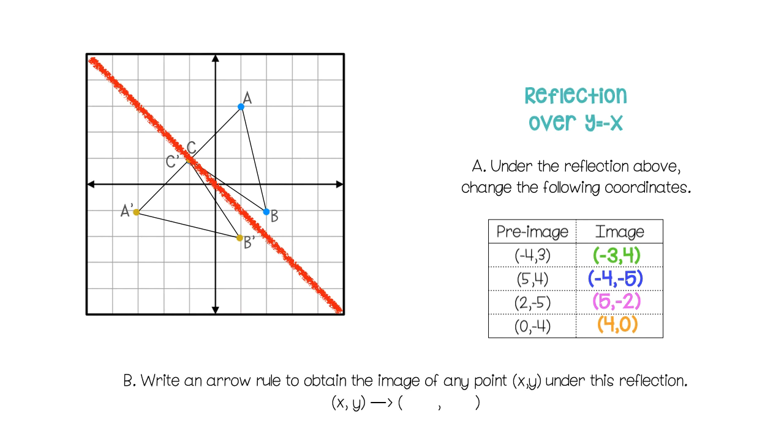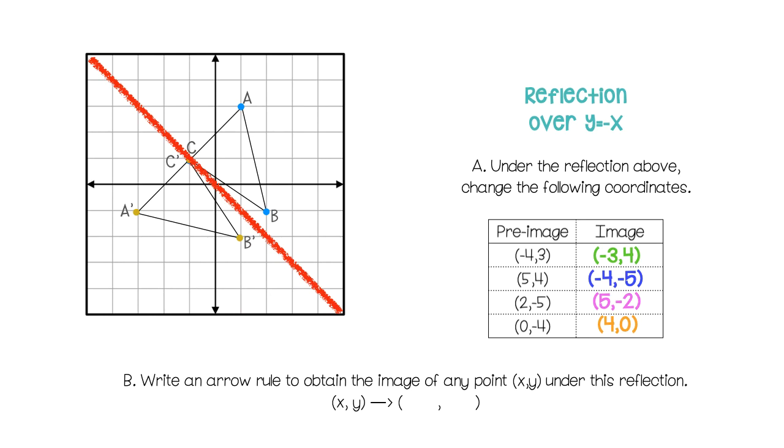So at this point, we should know the drill. We should look at the table above and figure out a pattern to come up with our rule to obtain any image from any point x, y. So when I take a look at my table, I see I'm going from -4, 3 to -3, 4. So I'm noticing the 4 and the 3 switch, but they're actually both opposite signs. Let me check the next one. 5, 4 to -4, -5. Again, they switch places, but the signs are different.